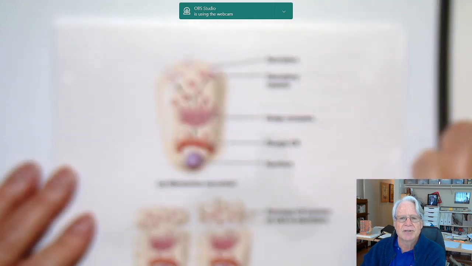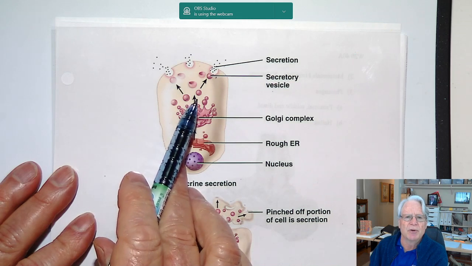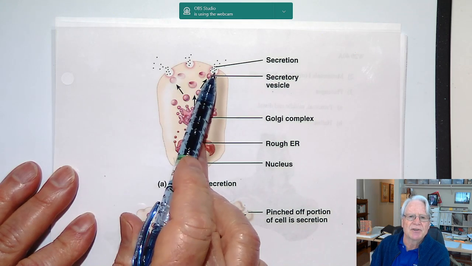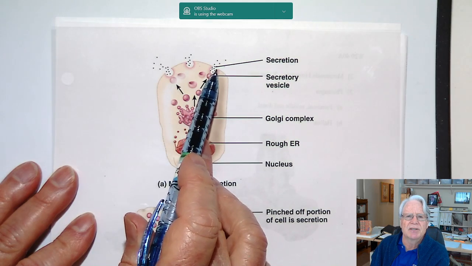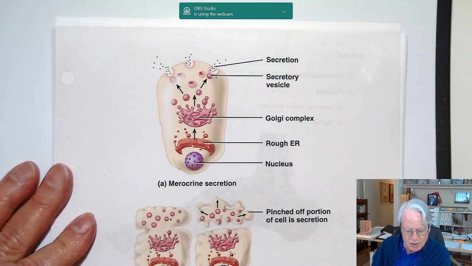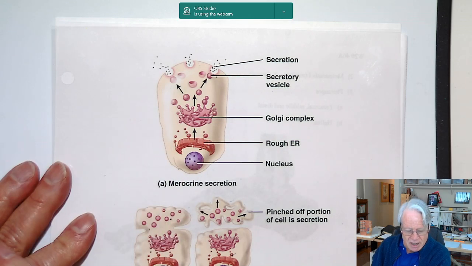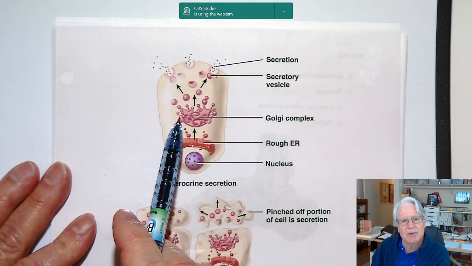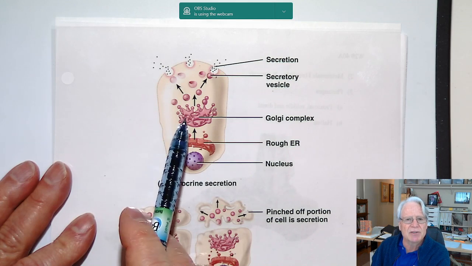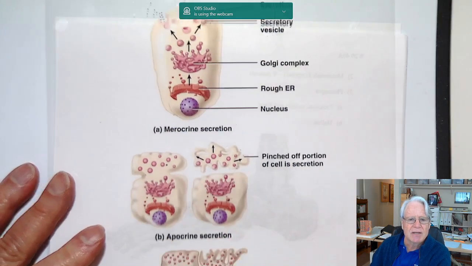I'll get that in focus. There we go. Then it's being sent to the Golgi complex, and then we're forming vesicles, and those vesicles are then released and the product is out of the cell. So that's exocytosis. The salivary glands are an example of this process. The pancreas also, the enzymes that are produced in the pancreas are released in this fashion as well. So that's the endocrine type of gland.